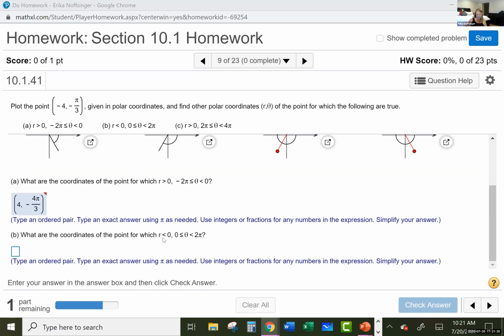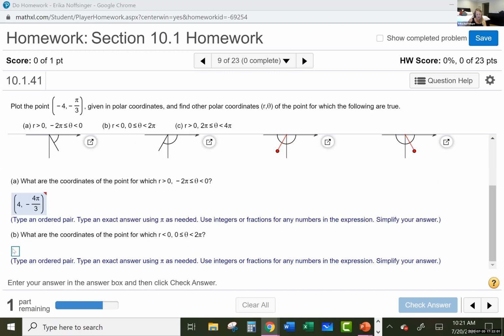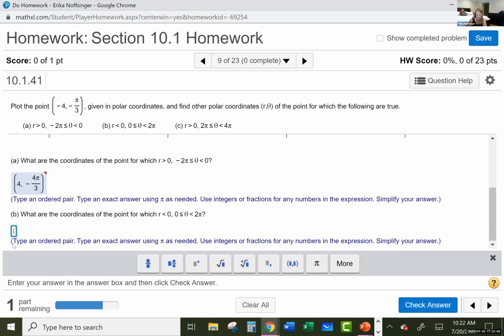Let me just make sure I'm doing all of this right. But r is less than 0. Actually, no. So if r is less than 0, we're going to have to come down over here. And so if we look at 2π minus π/3, that would give us the positive angle this way. So 2π is 6π/3 minus π/3, that's 5π/3. Okay, so we wanted a positive angle, but a negative r to get up there. So this would be (-4, 5π/3).